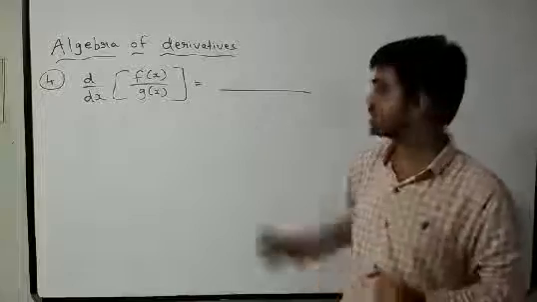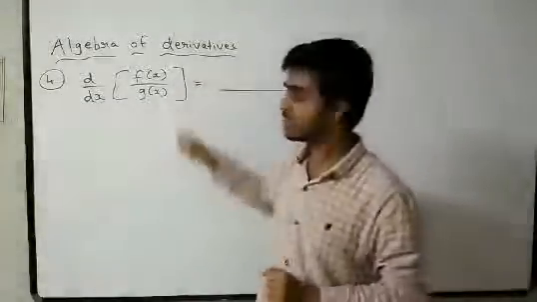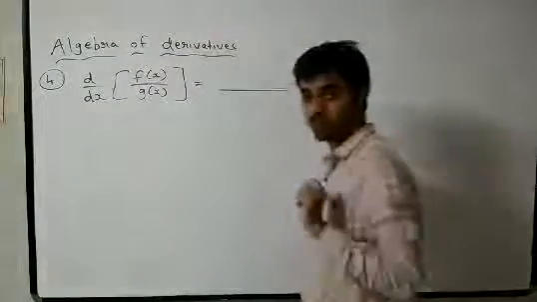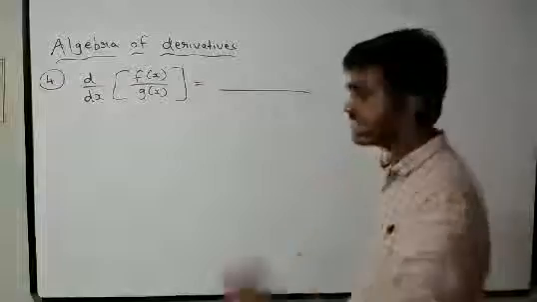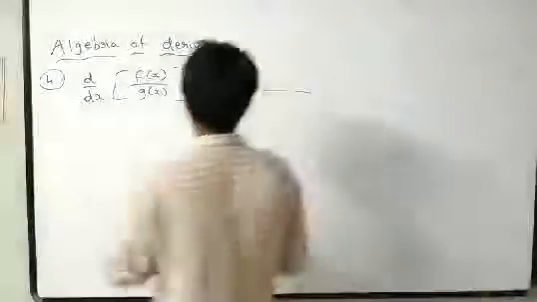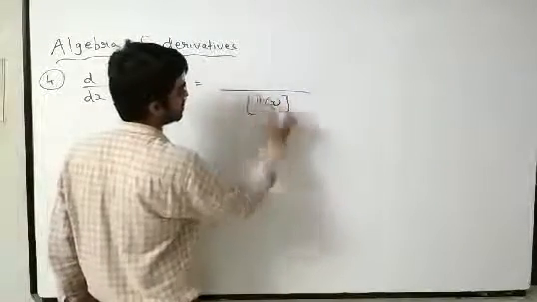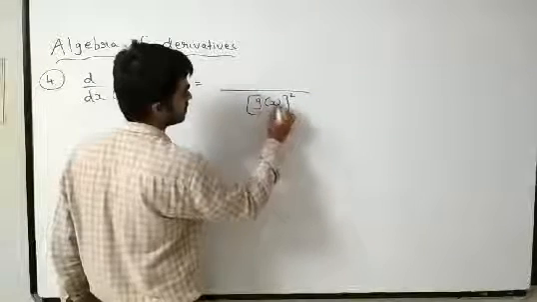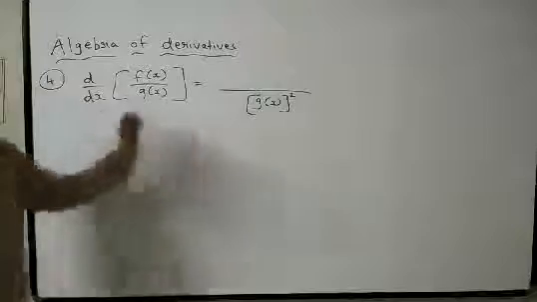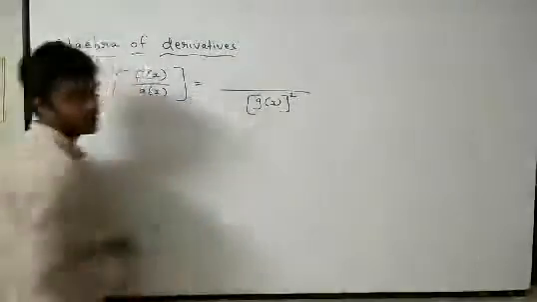Why can you not do that? Because here a minus sign will come. Whenever you have two functions, one in the numerator and another in the denominator, whichever function is in the denominator, you have to square it and write it in the denominator only. So the first step is this: whichever function is in the denominator, you square it and write it over here.